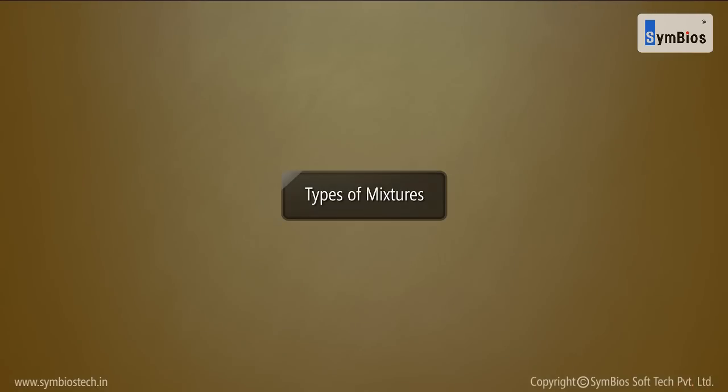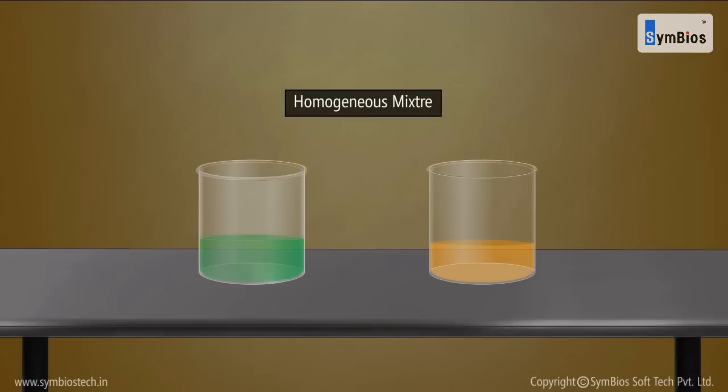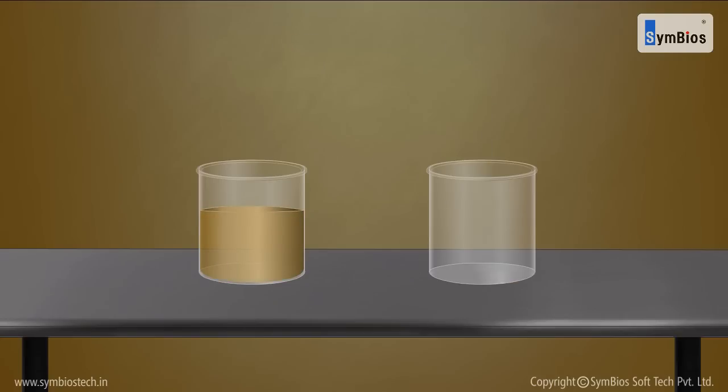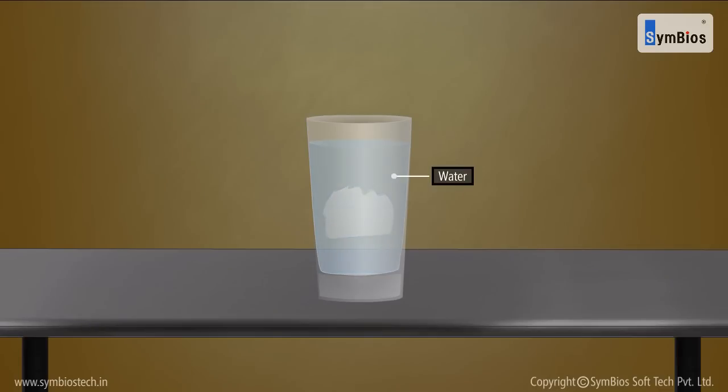Types of mixtures. Homogeneous mixture. A combination of substances that have uniform composition and properties. Activity. Mix a tablespoon of salt in a glass of water. You will see that the salt has completely dissolved. The water is clear and exactly the way it was at the beginning.